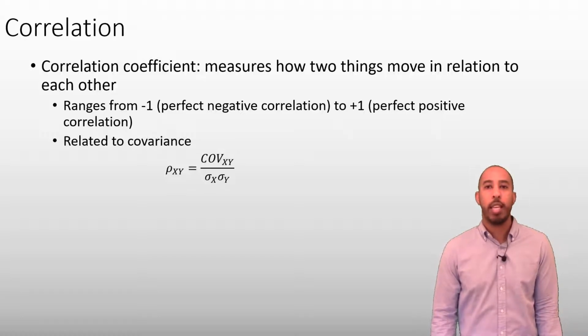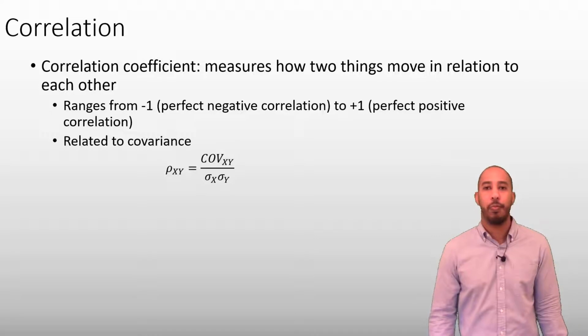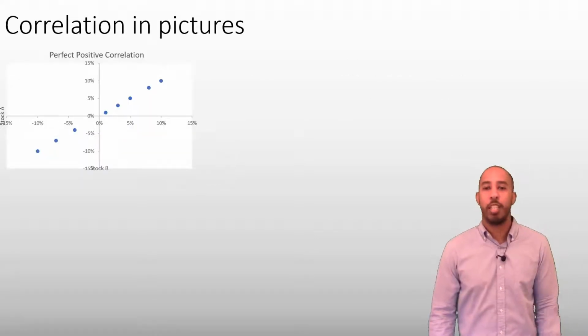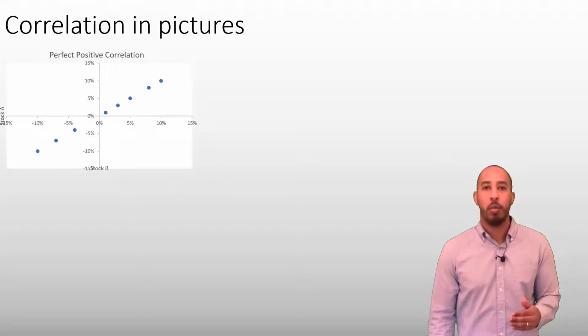The correlation we're looking at here with portfolios is how the return on two investments tend to move together. When one goes up, what does the other one tend to do? We can see some types of correlations here. First, we have perfect positive correlation. Notice the points align in a perfectly upward sloping line. When stock A goes up, stock B goes up as well.